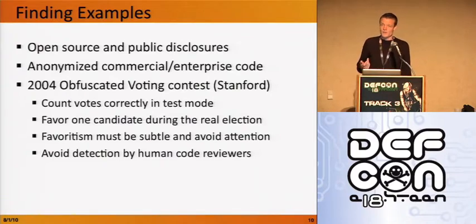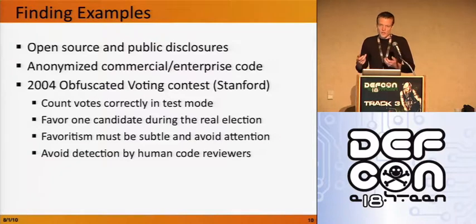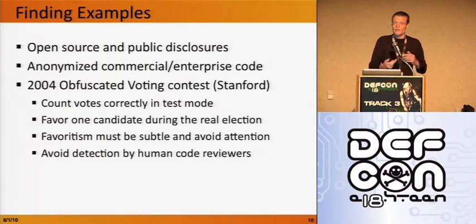But one of the most useful sources of examples that we found was a contest run at Stanford in 2004 called the Obfuscated Voting Contest. And the goal there was to write an electronic voting system that contained malicious code, basically an insider threat to miscount votes and skew the results of the election subtly towards one of the candidates.